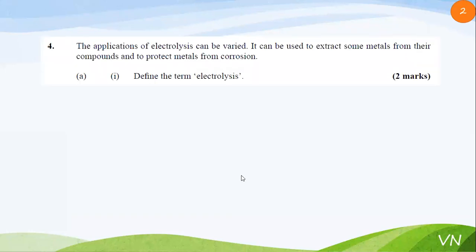All right, so we go on to the second question. This question reads that the applications of electrolysis can be varied. It can be used to extract some metals from their compounds and to protect metals from corrosion. The first part asks us to define the term electrolysis.